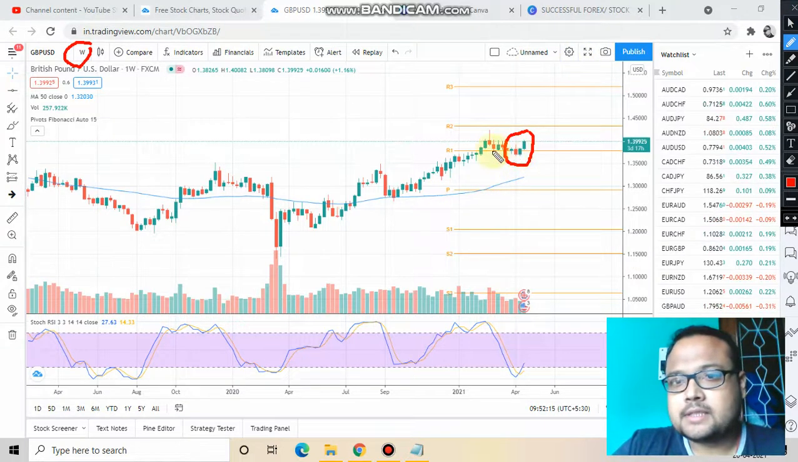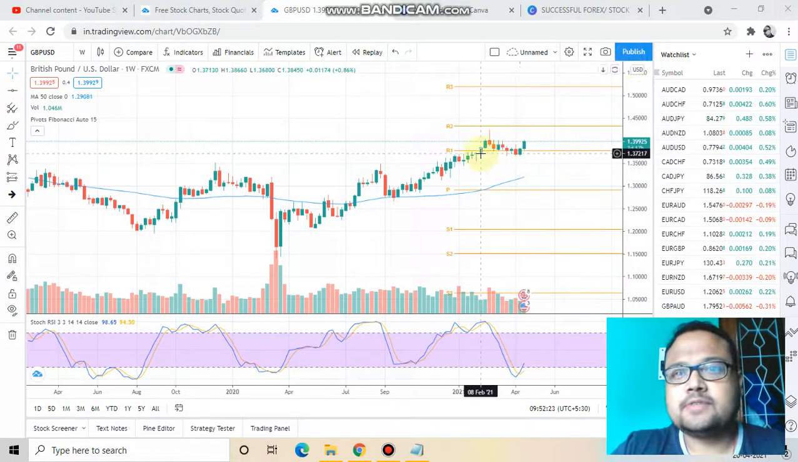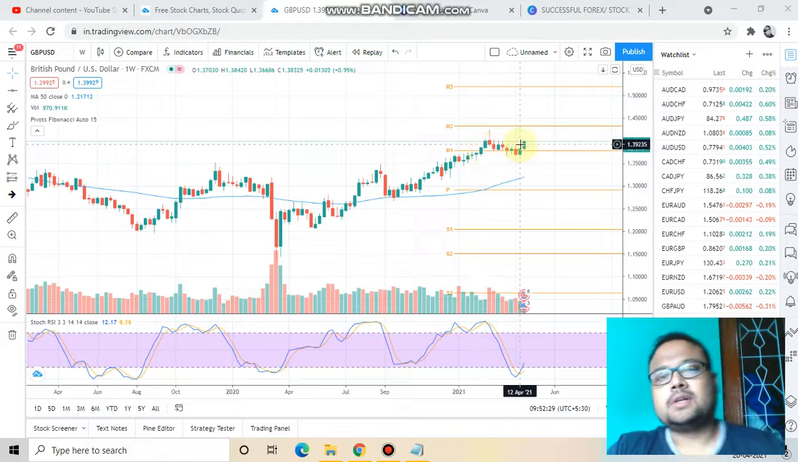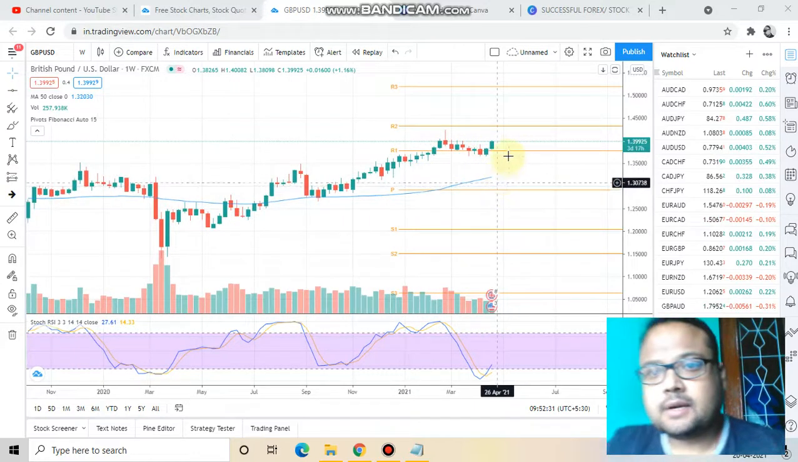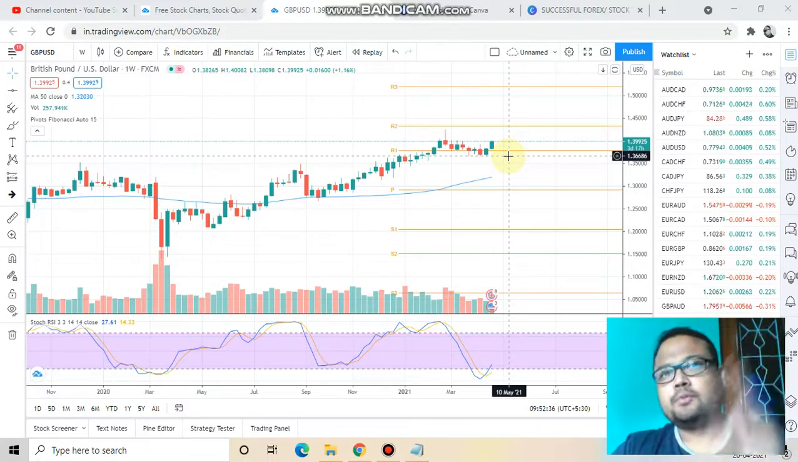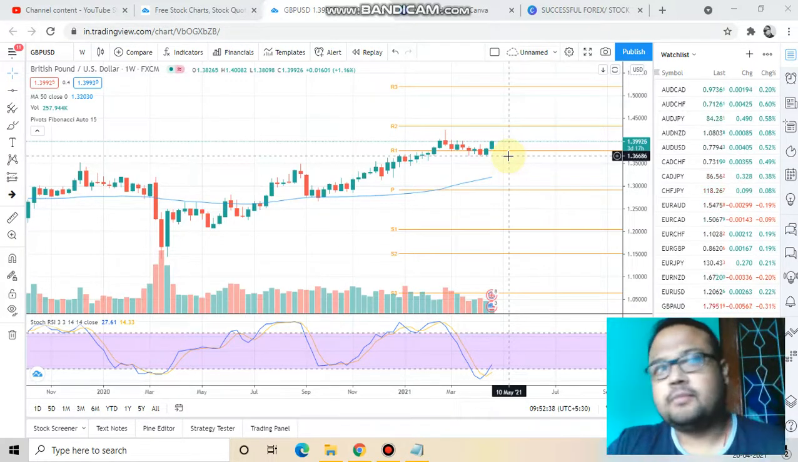Market after taking support in this level, market is going up. If you remember in my previous videos, I mentioned that this level is very much crucial, and yes, market has respected this level and market is going up. So considering the weekly candle, we can see that market is bullish, and therefore we should be mainly looking for buying opportunities as per the weekly candle.